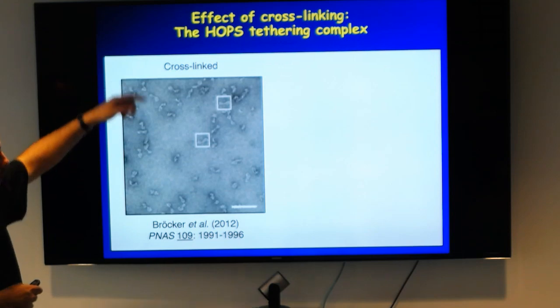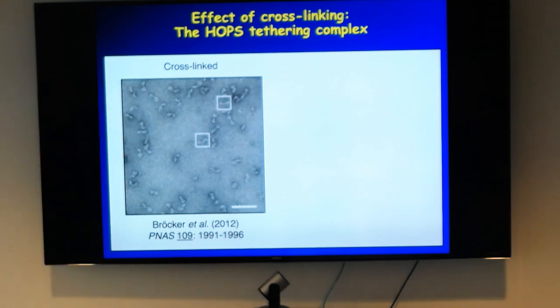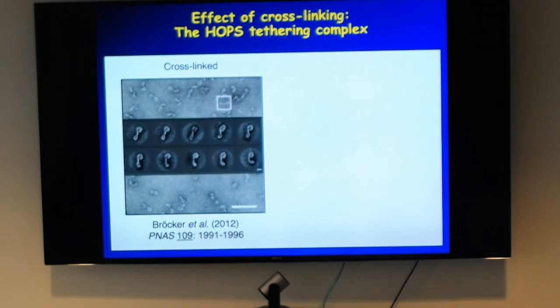So this is Hobbs complex. This was actually done by graphics, and it looks very nice. It has these two blobs. So you can actually get very nice 2D averages, and we were also able to get a three-dimensional reconstruction of this.